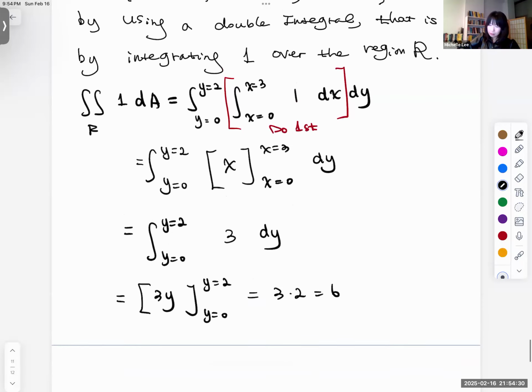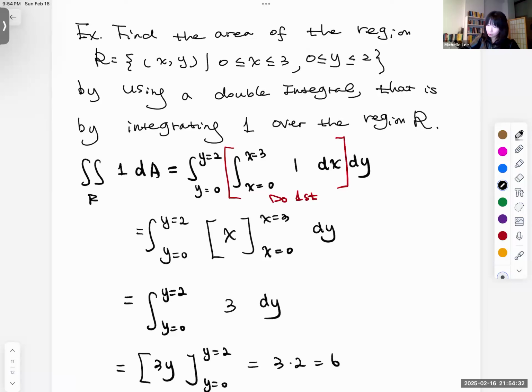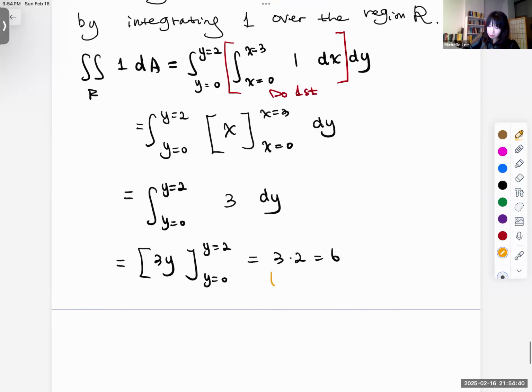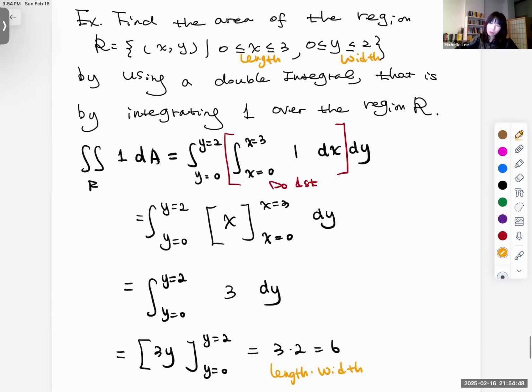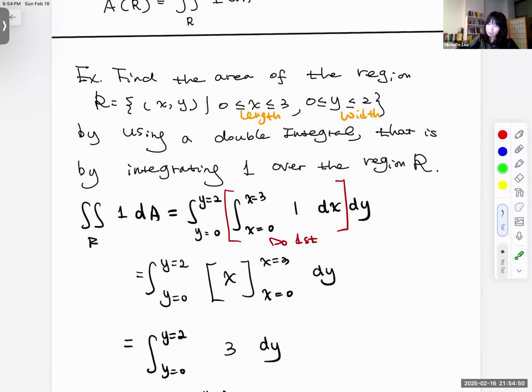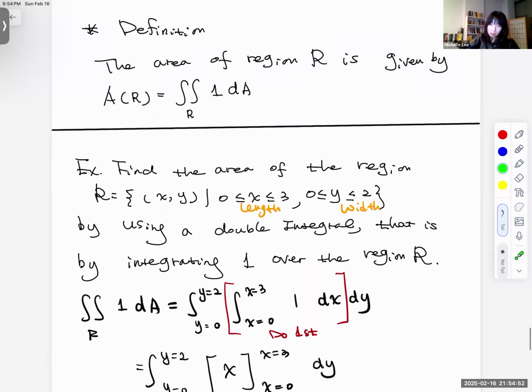This is the length. We can see that this is the length. This is the width. Yeah. Same as here, length, width. So 3 times 2, which is 6. Yeah. That's why we say that if the function is 1, we can find the area, not the volume. Make sense?